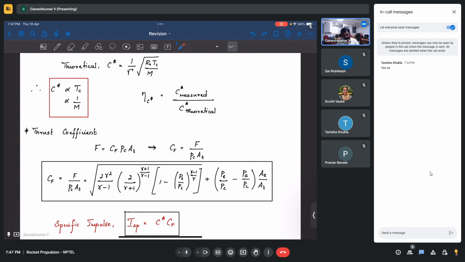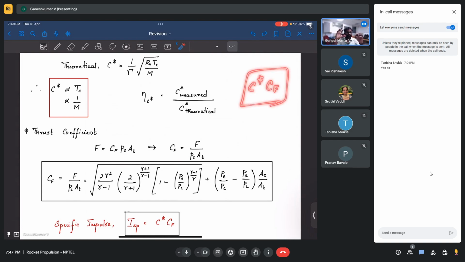Now, we know that the performance of the rocket is nothing but ISP. So basically a rocket has two main components: the combustion chamber and the nozzle. The performance of the combustion chamber is given by C star, and there should be some performance parameter given by the nozzle, which is nothing but CF, the thrust coefficient, or CT or CF, whatever we call it. Multiplying C star and CF gives your ISP.